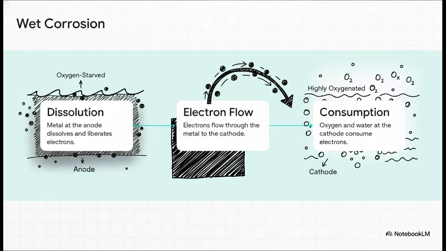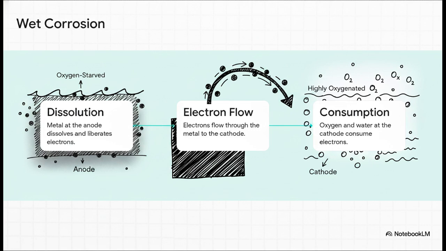Let's walk through how this builds into the actual mechanism of wet corrosion. Think of it as a gentle, continuous current. Really, it's just a three-step dance of electrons. First, down at the oxygen-starved anode, the metal begins to dissolve, which liberates free electrons. Second, those newly freed electrons flow upward through the solid metal itself, almost like it's a wire, seeking out the cathode.